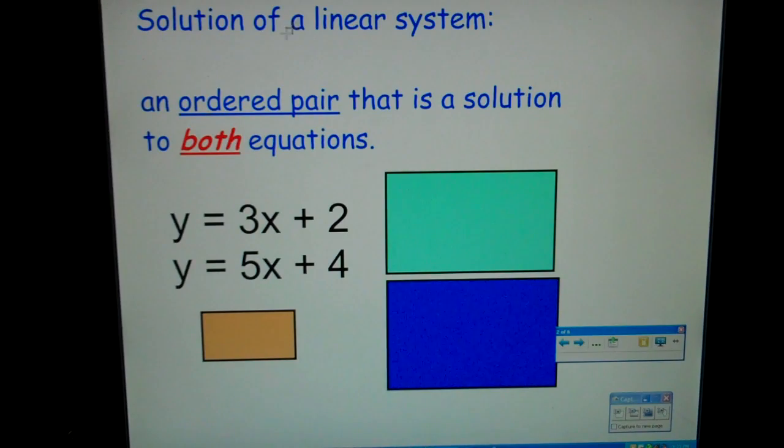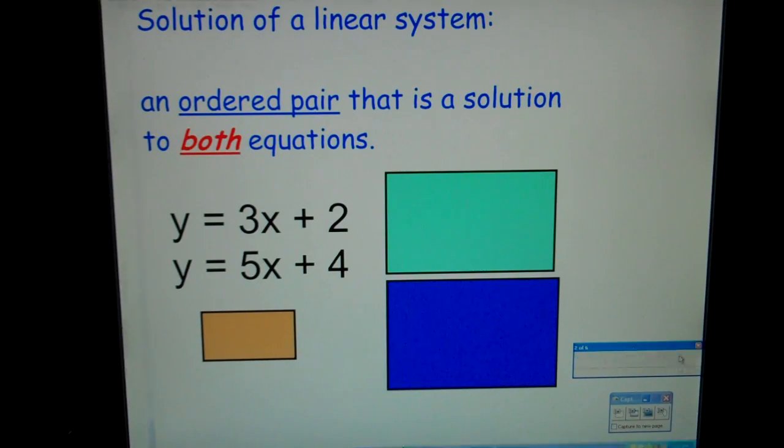Alright, here we go. First things first, a solution of a linear system. Here's a plain old definition. An ordered pair that is a solution to both equations. That means it makes both equations true. And here's what I mean by that.